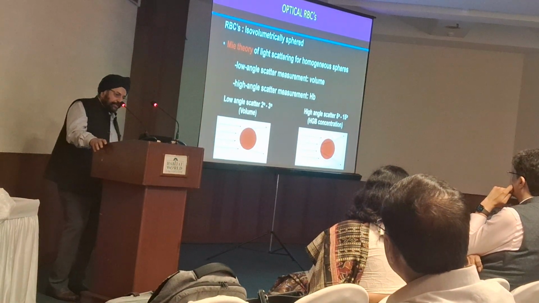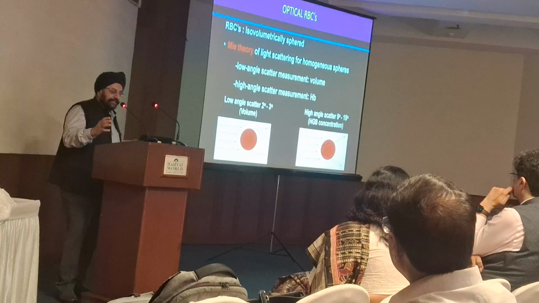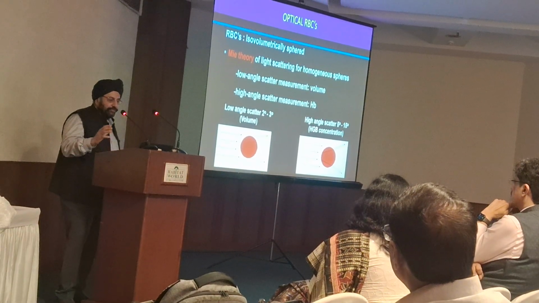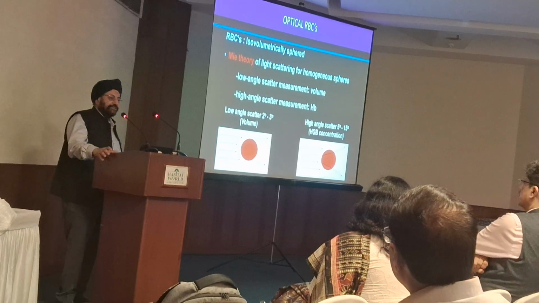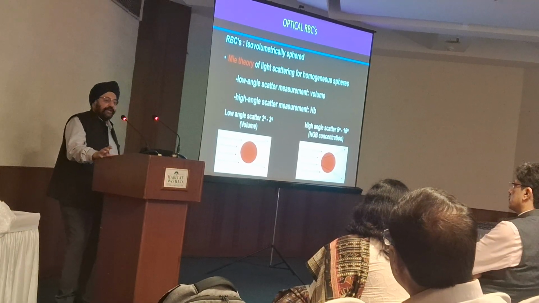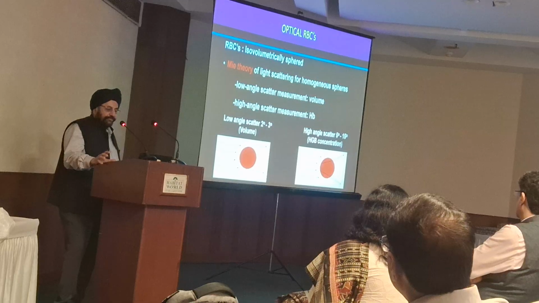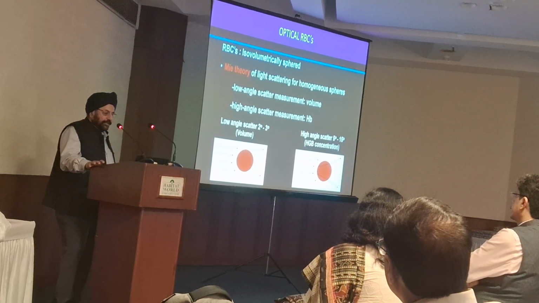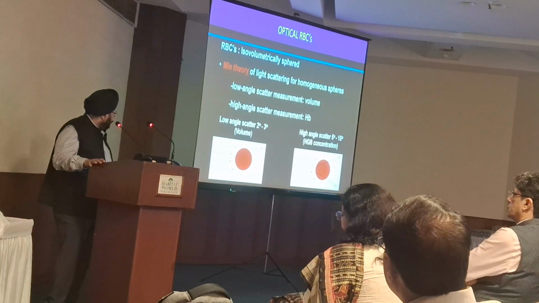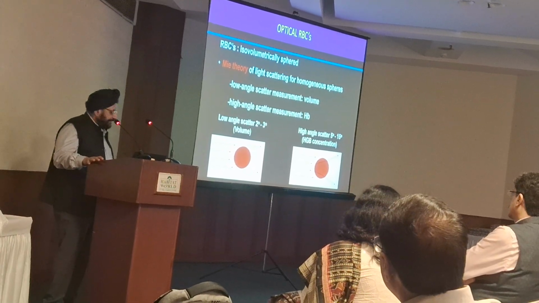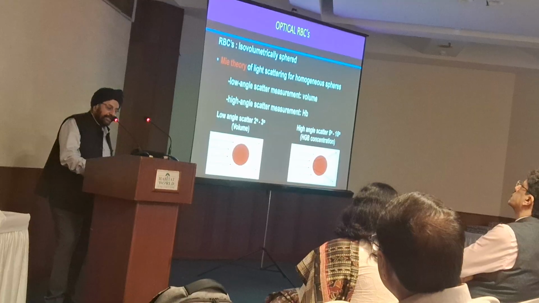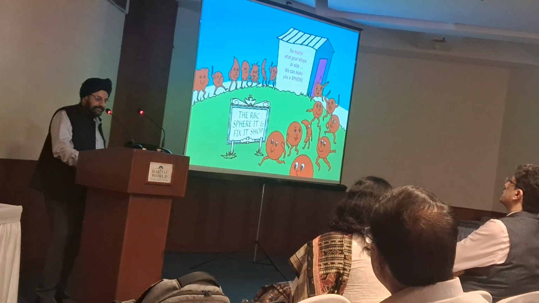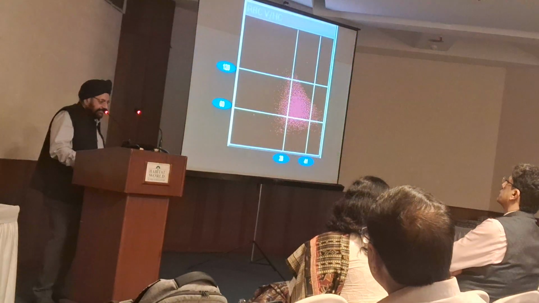Next we come to something called optical RBCs. These are nothing but RBC scatter plots in which, because most stains use fluorescence, RBCs are isovolumetrically spherized. We use the Mie theory of light scatter for homogeneous spheres. The low angle scatter measures the volume and the high angle scatter measures the hemoglobin concentration, or the MCHC. So we first spherize all the RBCs, and then this is the scatter plot.